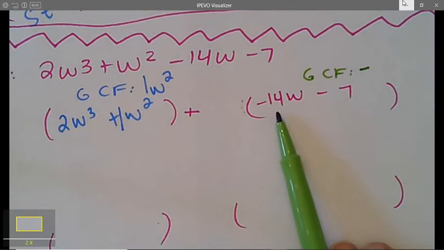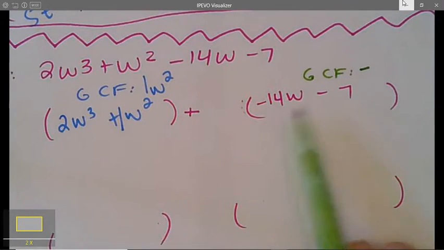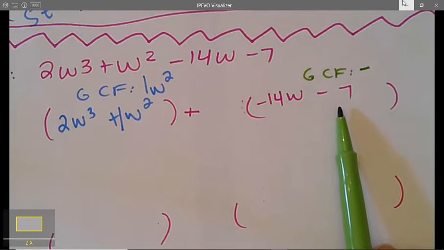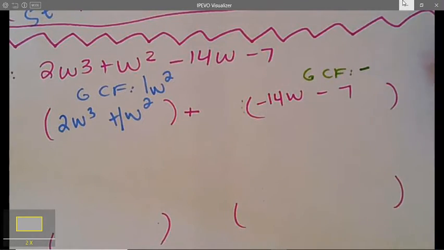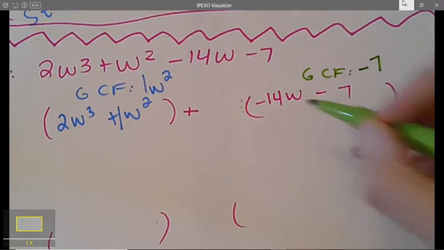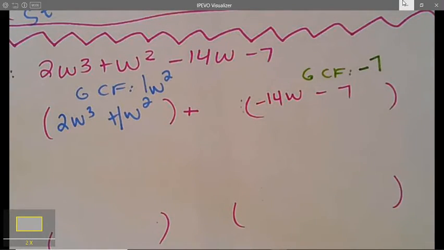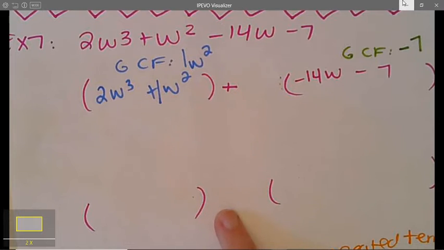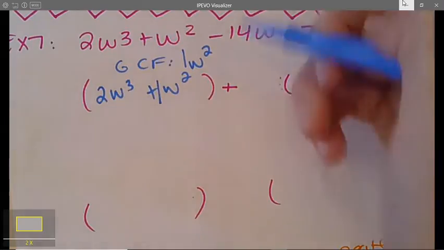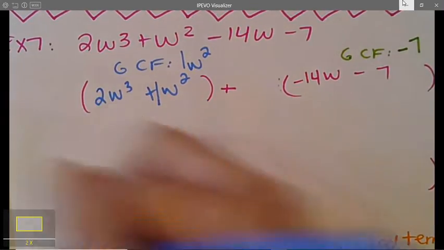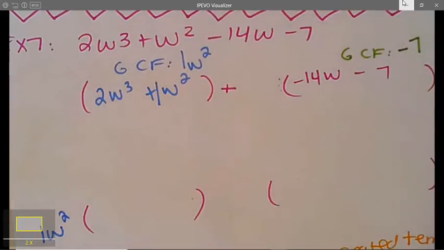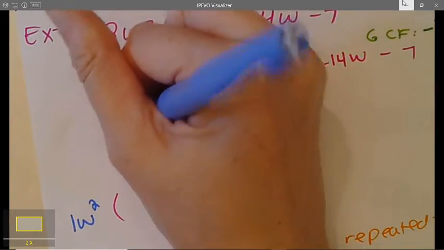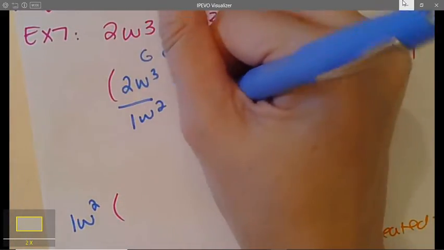Okay, so then what is the largest number that will divide into 14 and 7? Of course you guys are right. It would be 7. Both terms do not have a w in them, so I'm not going to include w in my GCF. Then after this, we're going to write our GCF in the front and divide each term by your GCF. So this one, you can write w squared or 1w squared. It really doesn't matter. And I'm going to divide both of these bad boys by 1w squared.